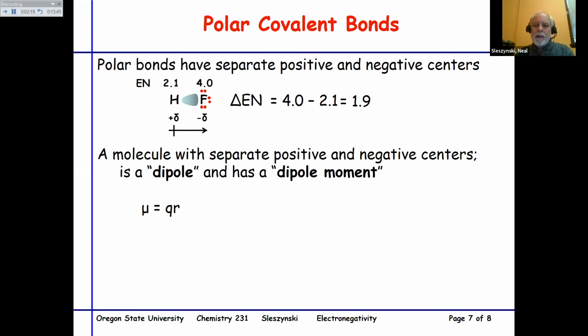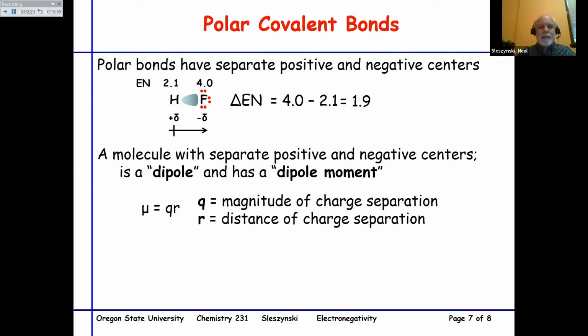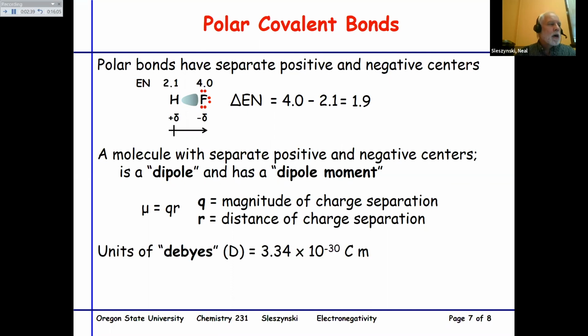We'll be able to calculate that dipole moment as in the equation shown here, where Q is the magnitude of charge separation. R is the distance between that charge separation. The larger the distance between positive and negative centers, the larger the dipole moment. This calculation has units of debye, which is a capital D, and a debye is 3.34 times 10 to the minus 30th coulombs, which is a measure of charge, times meters.